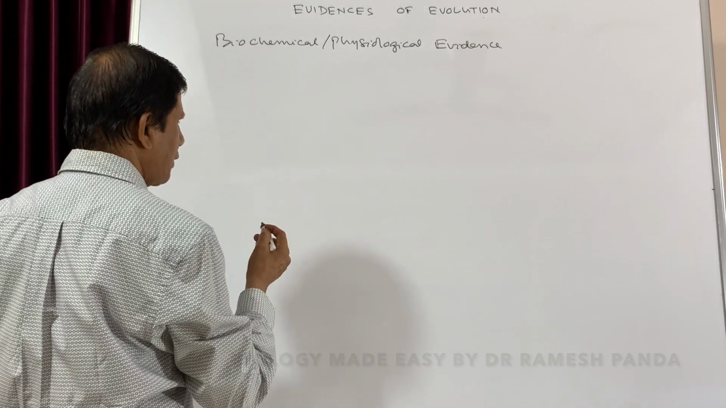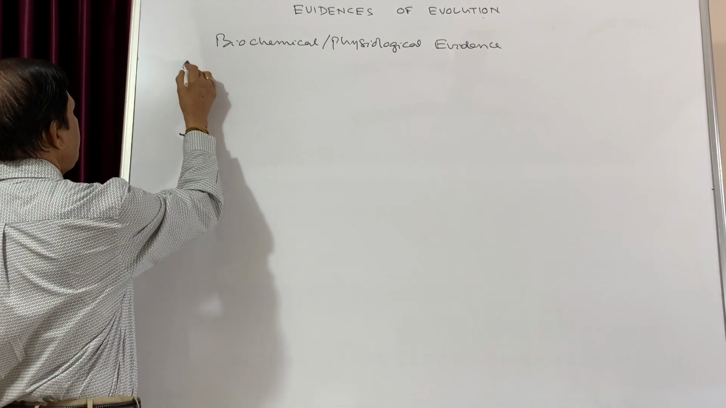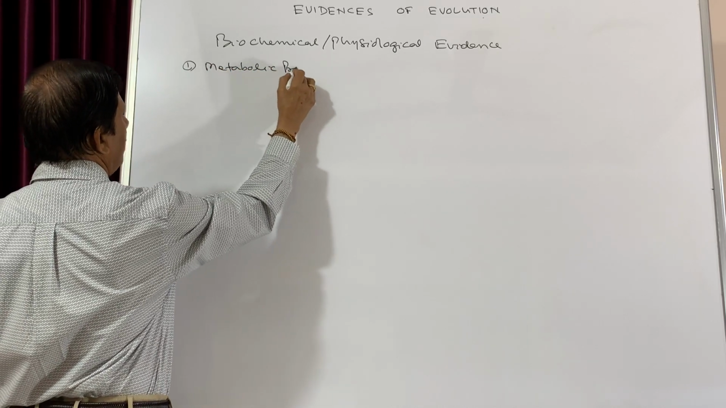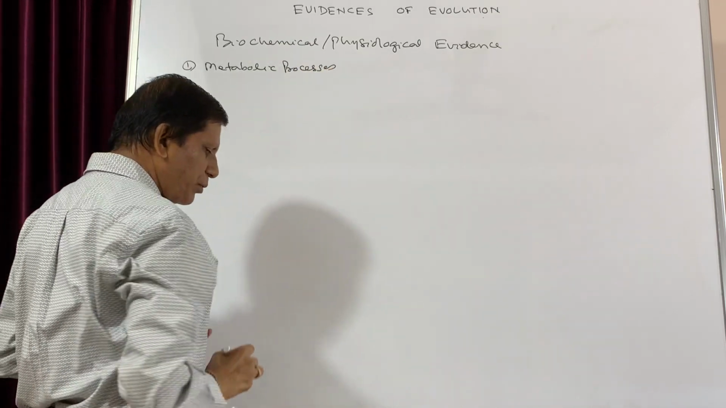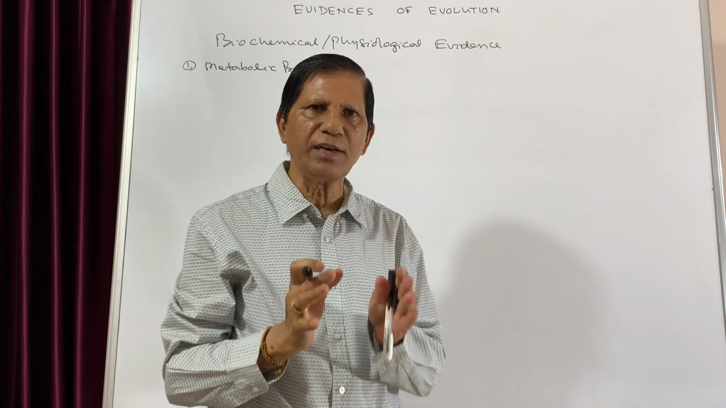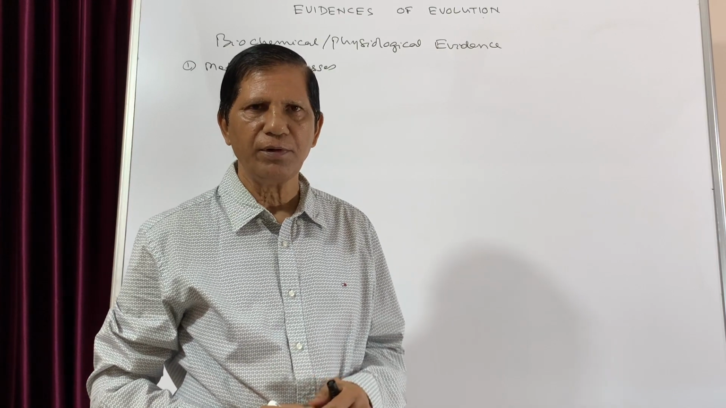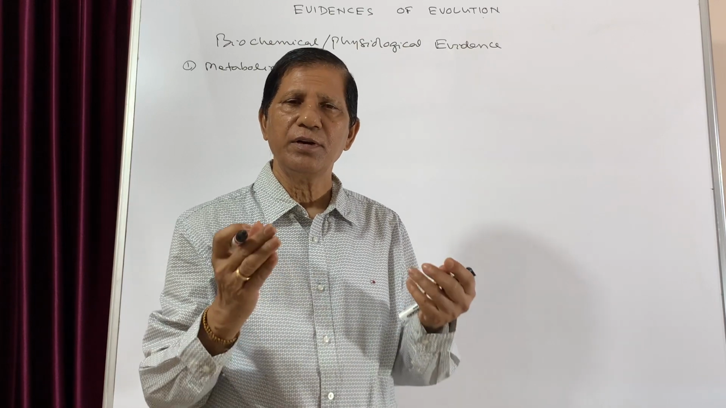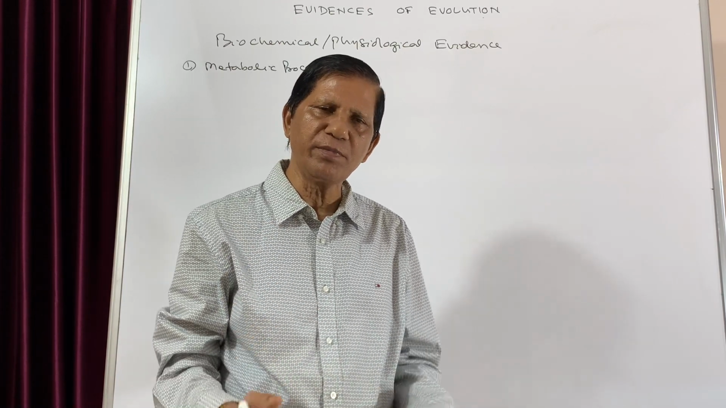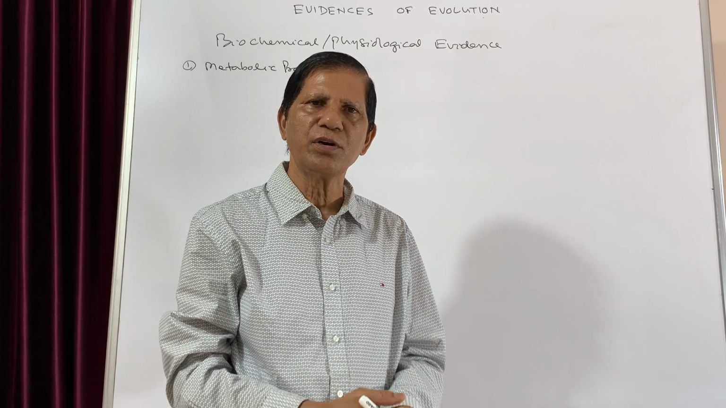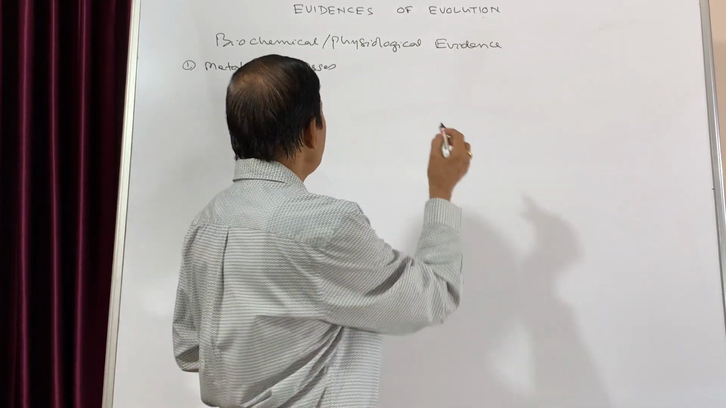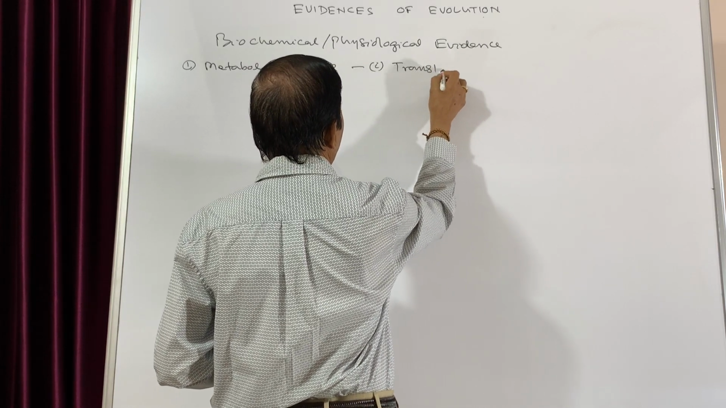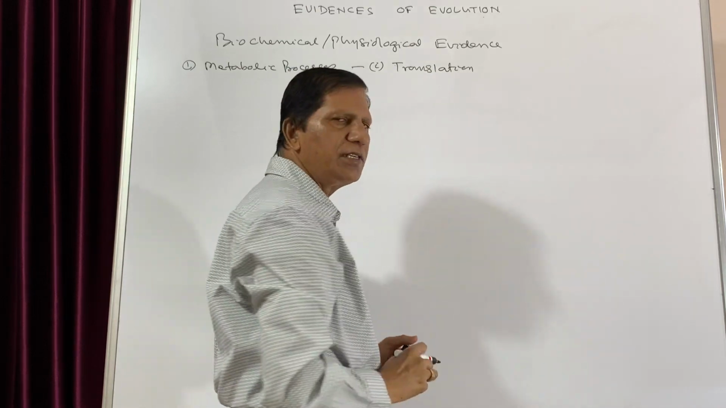So the first one is metabolic processes. That means the metabolic processes in most of the organisms are similar. For example, if you take the case of translation, that is protein synthesis. So the type of protein synthesis is similar, almost similar, starting from prokaryotes to eukaryotes, including human beings. So that is one example. Translation or protein synthesis is similar.